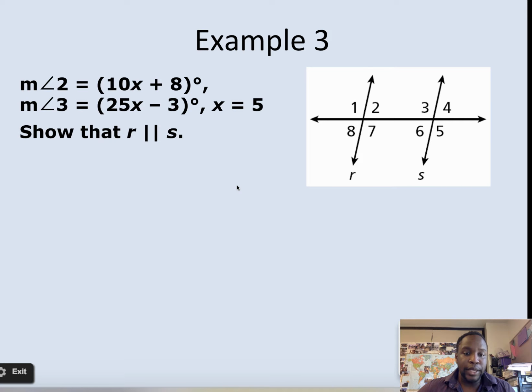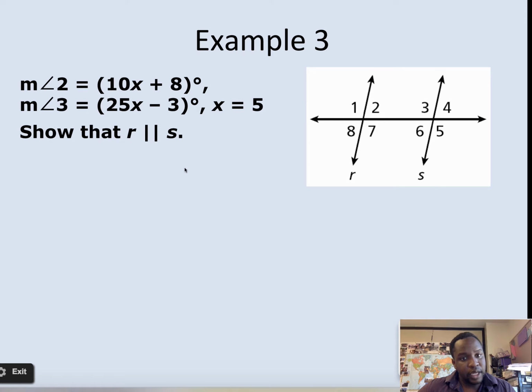And then example 3, we want to prove that R and S are parallel. We know that the measure of angle 2 is equal to 10x plus 8, and the measure of angle 3 is equal to 25x minus 3, and we're also given that x is equal to 5. So since these are same side interior angles, we're trying to prove that they are supplementary.